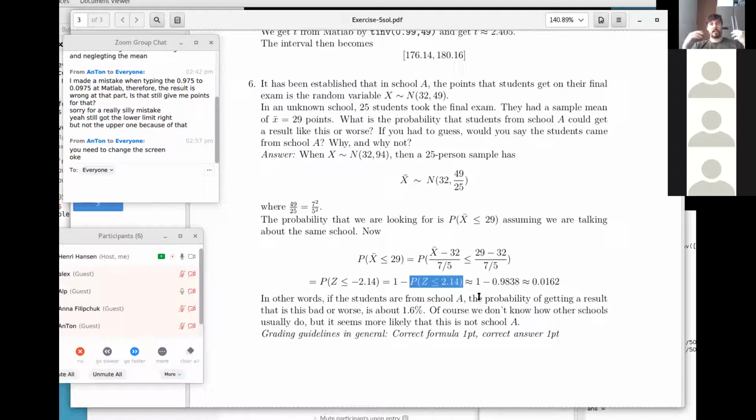Obviously A, because A has a lower expected value than B. Okay, this is rare. This is a bad result for students of school A. Yes, rare and bad, but it would be even rarer if we had a higher expected value.